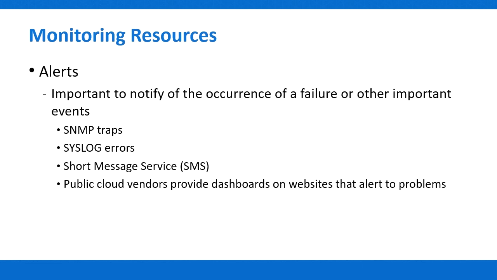SMS text messages, email messages, the traps and the syslog errors, you probably have to go to the management system to actually be able to see. And then the website that would alert to problems, you would be able to go on and see. An example of that is Office 365. In Office 365, we can go to the service health page in the Office 365 portal, and we can immediately identify if certain services are up and running or have degraded service or are completely unavailable. And that would be an example of the public cloud vendor and those types of alerts.